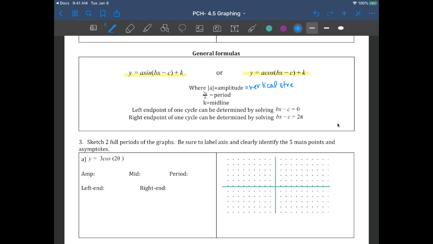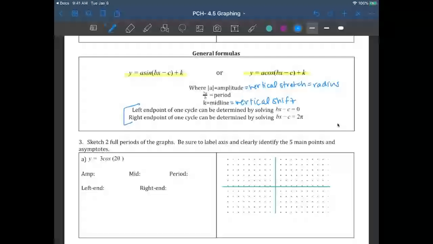It's also the radius of the circle. Okay, the period is 2 pi over b. It's basically the time it takes us to go around the circle. The k value is the midline. It's also the vertical shift. And then for our horizontal shift and stretch, we're going to use these equations.